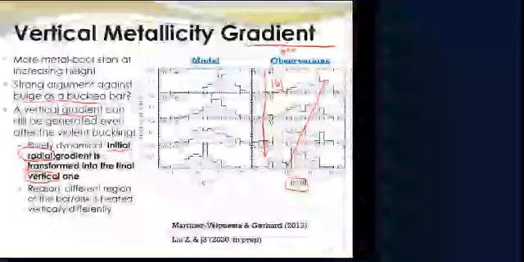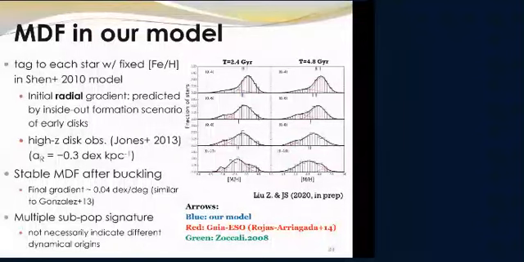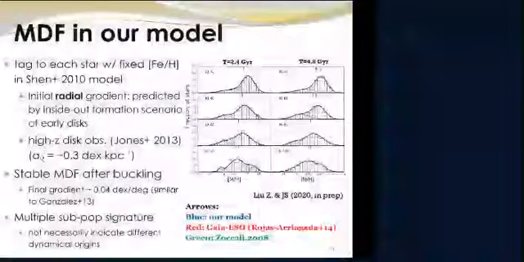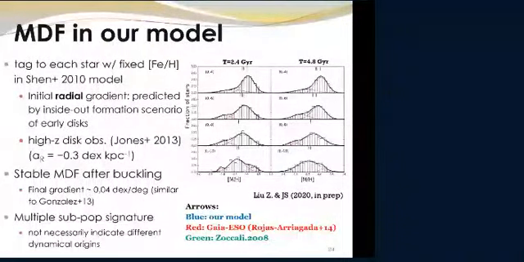This is just to show that once we set up an initial radial gradient, which is also predicted by the inside-out formation scenario and is consistent with thick disk observations, you tend to form a stable metallicity distribution function after the buckling. Okay, and I'm going to skip this.